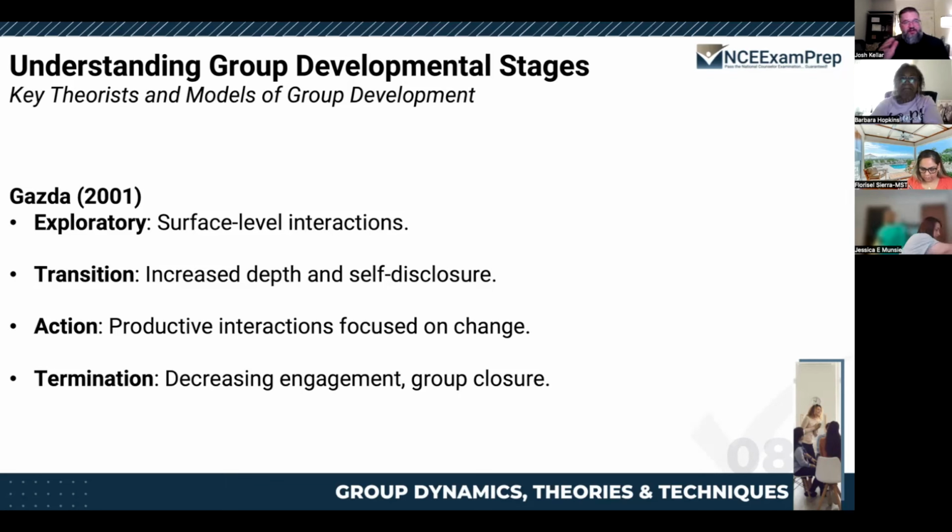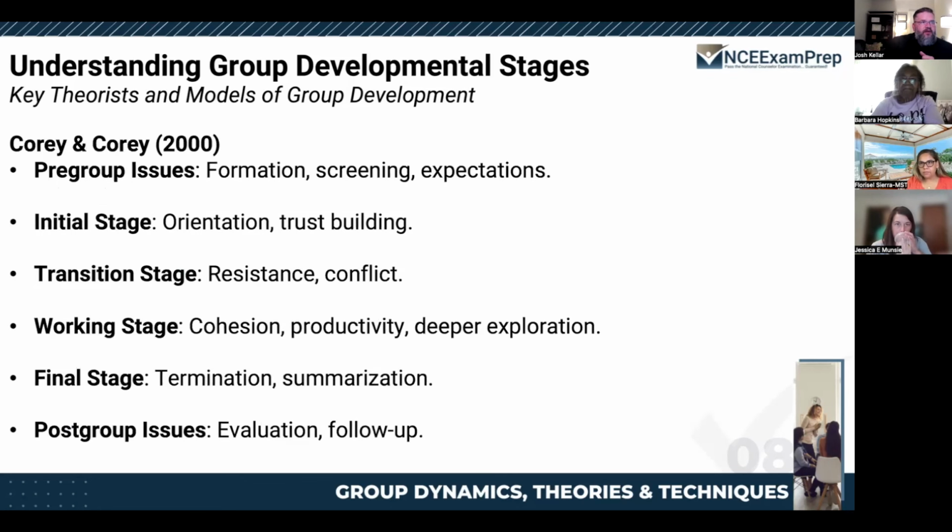Are you seeing a lot of similarities between these stages? Yeah, many of them are very similar. This is where that chart is going to come in handy, because you're going to be able to see them side by side and be familiar with the language that goes with each individual group.